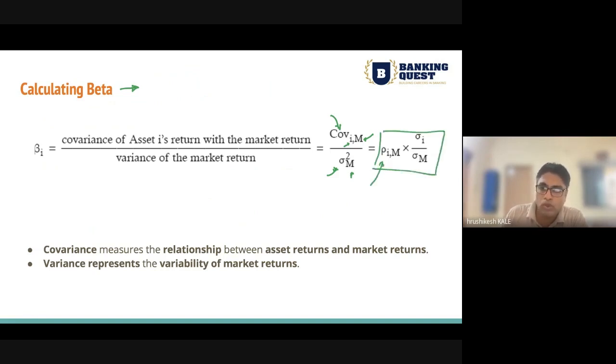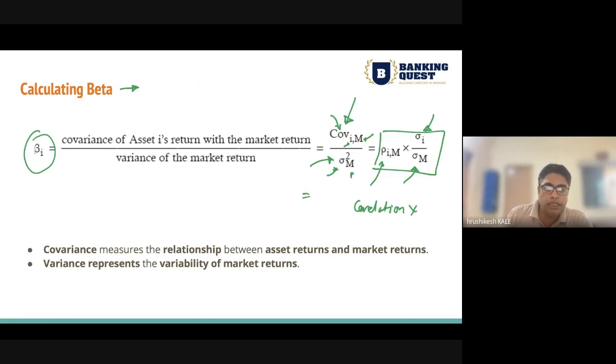rho. What is rho? Rho is nothing but correlation, multiplied by standard deviation of an asset divided by standard deviation of the market. Now, this is the formula to calculate beta. We can easily, with the help of a formula on Excel, calculate covariance, calculate variance of the market, and that's how we can calculate the beta.